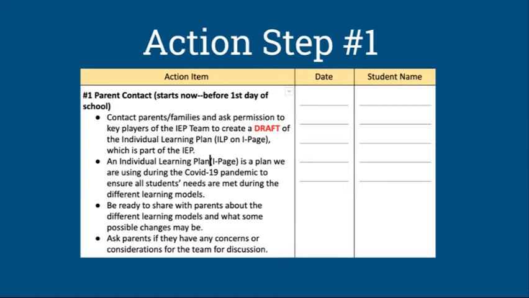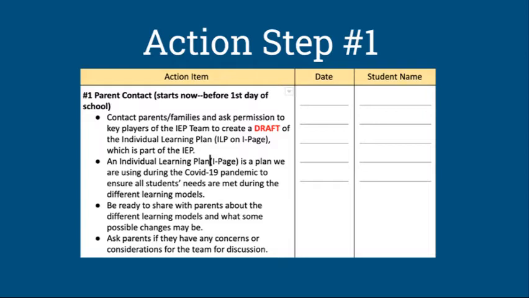Parents and caregivers want to know what the return to school will look like for their child. The first action step is to reach out to parents and caregivers and have a conversation. This conversation may include checking in with them, listening, sharing about the return to learn instructional models, and most important, letting them know that you're thinking about their child and wanting to create a plan that works best for them.